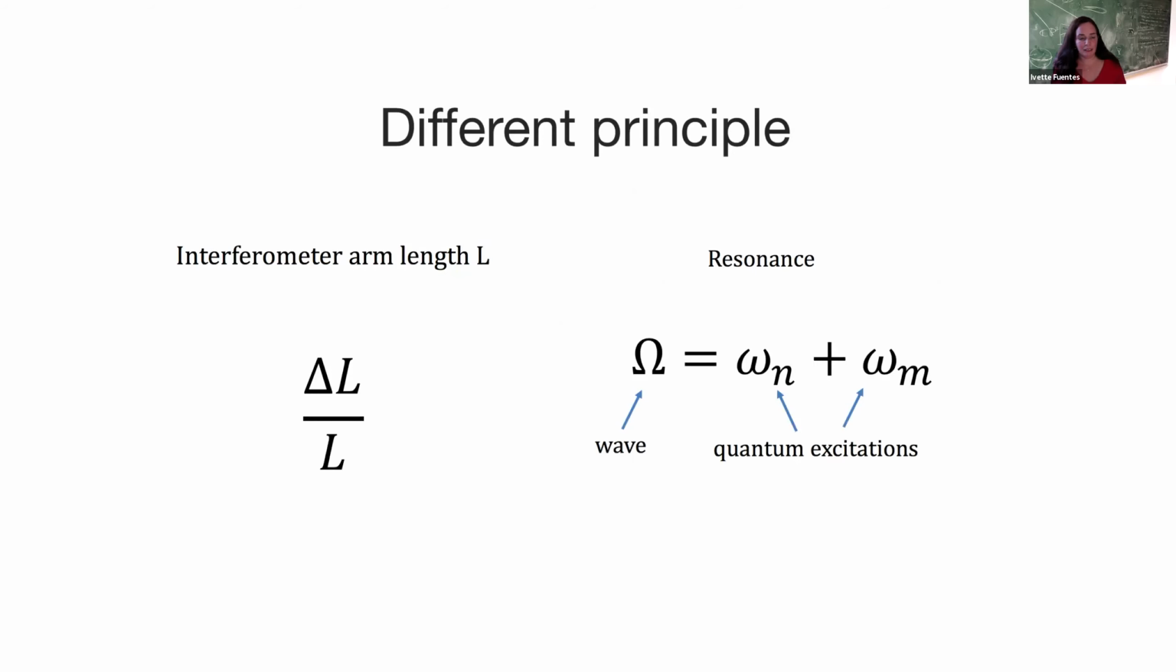And well, I just wanted to come to the end by saying that we're not using interferometry in space, we're using interferometry in frequency. So delta L over L in this case doesn't play any role.